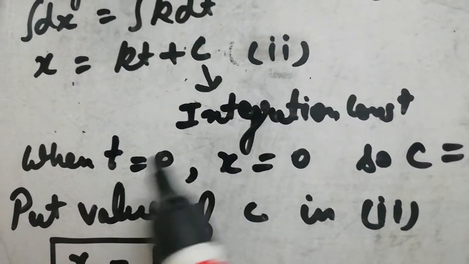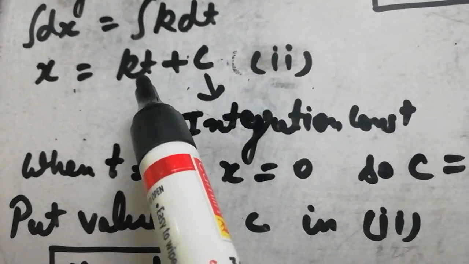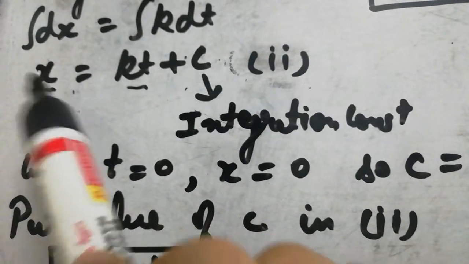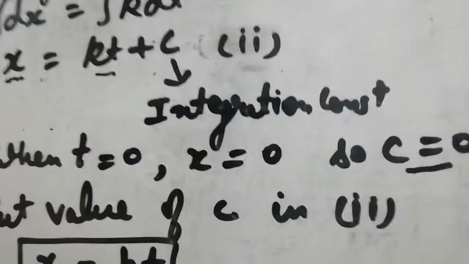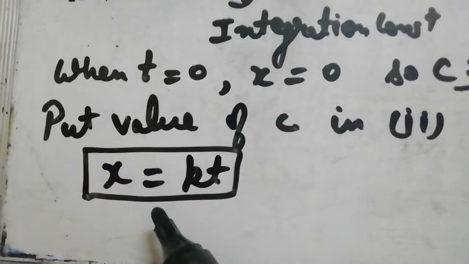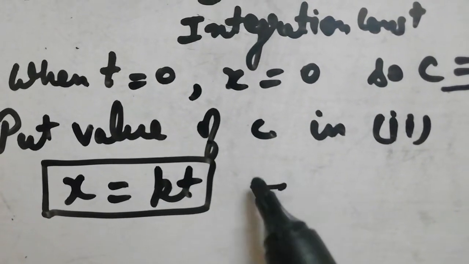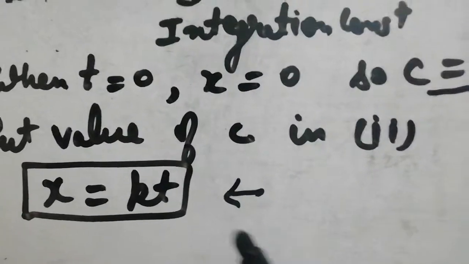So putting these two values in the above equation, that is equation number 2. When time is equal to 0, this term will be equal to 0. x is equal to 0, this will be equal to 0. So the value of c will come out to be 0. So putting this value of c in equation number 2, we get x is equal to kt. So this is the integrated rate equation for zero order reaction.